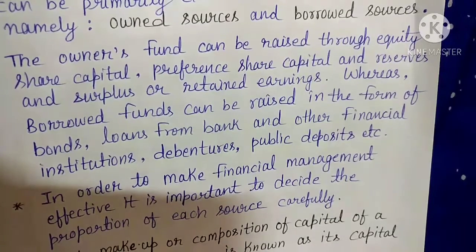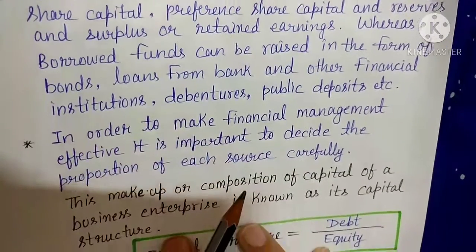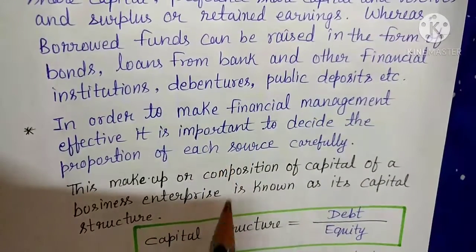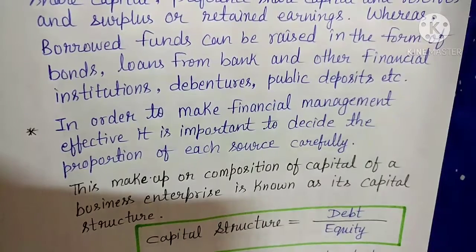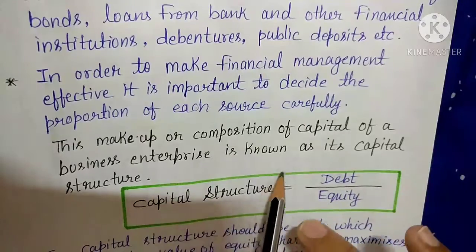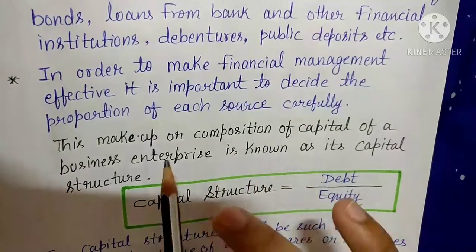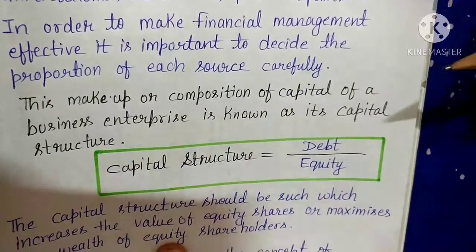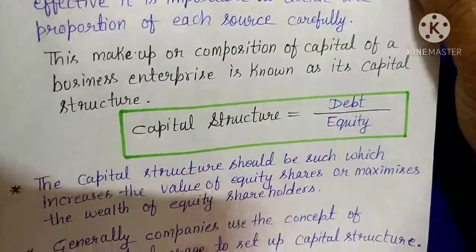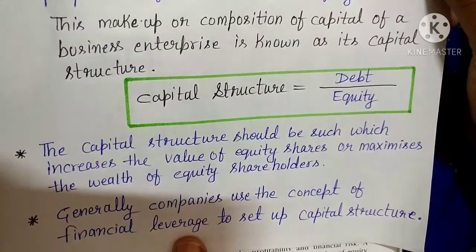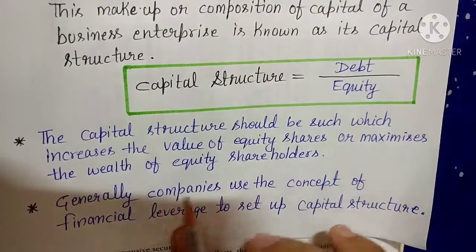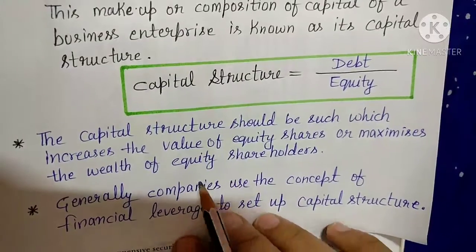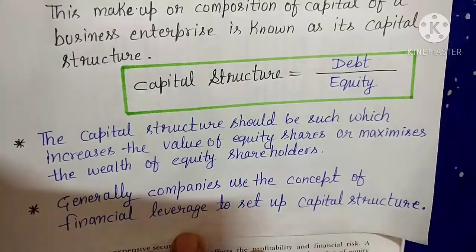and public deposits. Now, in order to make financial management effective, it is important to decide the proportion of each source carefully. We have to think how much equity capital we should take and how much debt capital. This makeup or composition of capital of a business enterprise is known as capital structure. So, capital structure is what? Debt divided by equity. The capital structure should be such that it increases the value of equity shares, it means the value of the shareholders, or maximizes the wealth of the equity shareholders. That type of capital structure should be called the best capital structure.